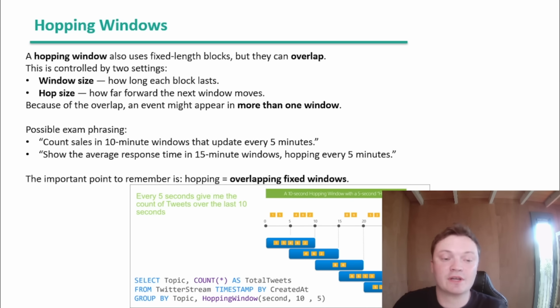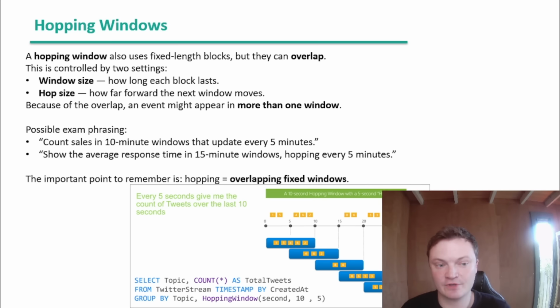The next that we will look at is hopping windows. A hopping window also uses fixed length blocks, but they can overlap. This is controlled by 2 settings. One is the window size, how long each block lasts, and the other is the hop size, how far forward the next window moves. Because of the overlap, an event might appear in more than one window.